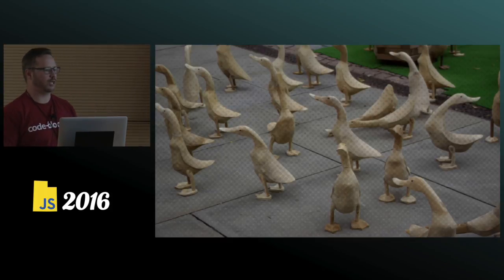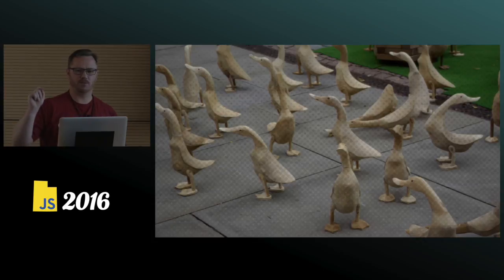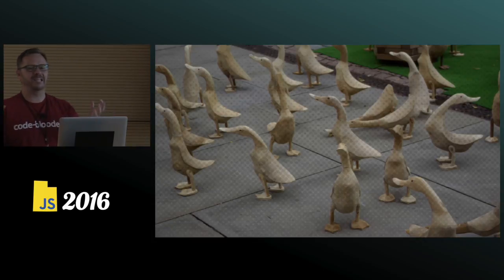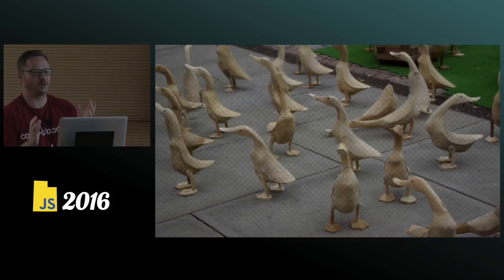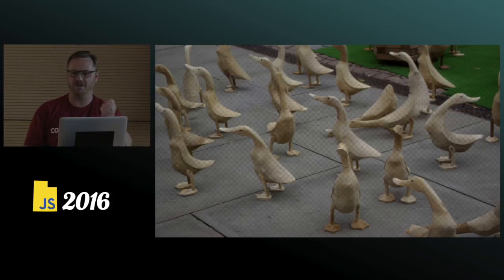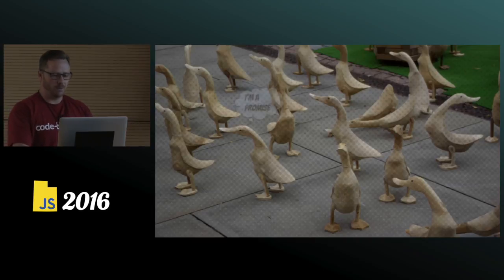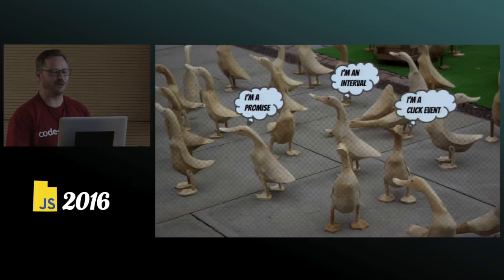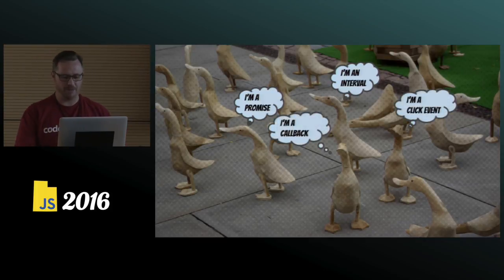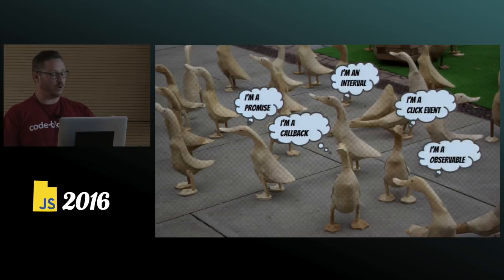Who's heard of duck punching before? Heard the term duck punching? It kind of sounds violent, but it's not really that. Duck punching comes back to object-oriented design a long, long time ago, and they talk about things that follow the same interface or contract. If it walks like a duck, if it acts like a duck, if it talks like a duck, then it's a duck. Well, with these adapters, we can take these different ducks. I'm a promise, I'm an interval, I'm a click event, I'm a callback, I'm an observable.